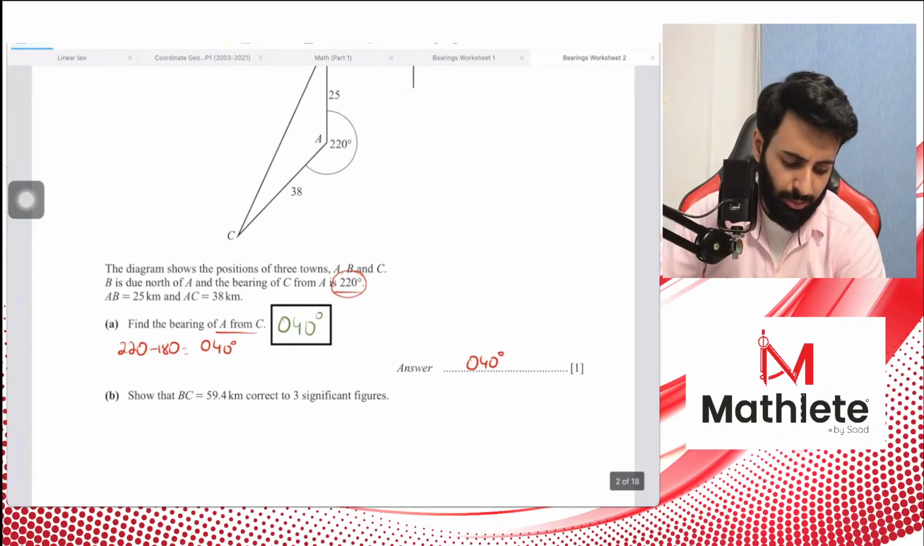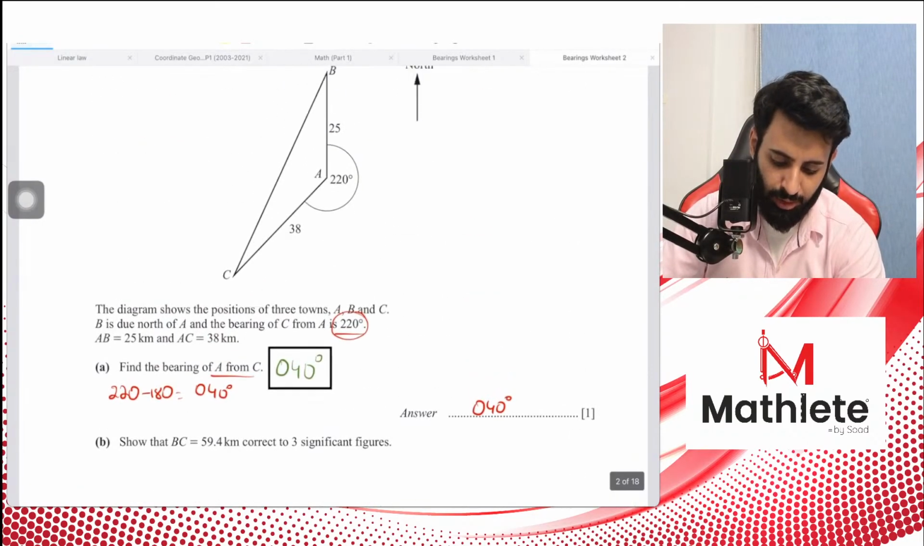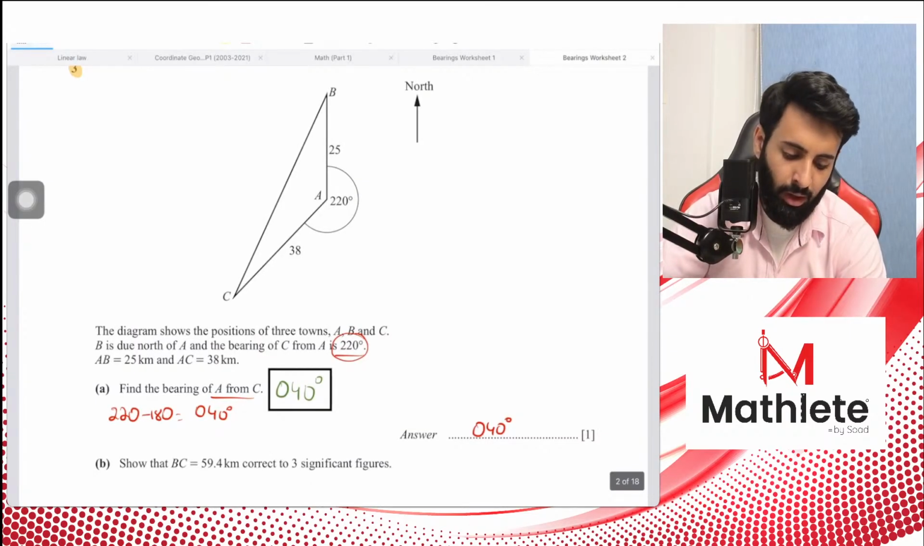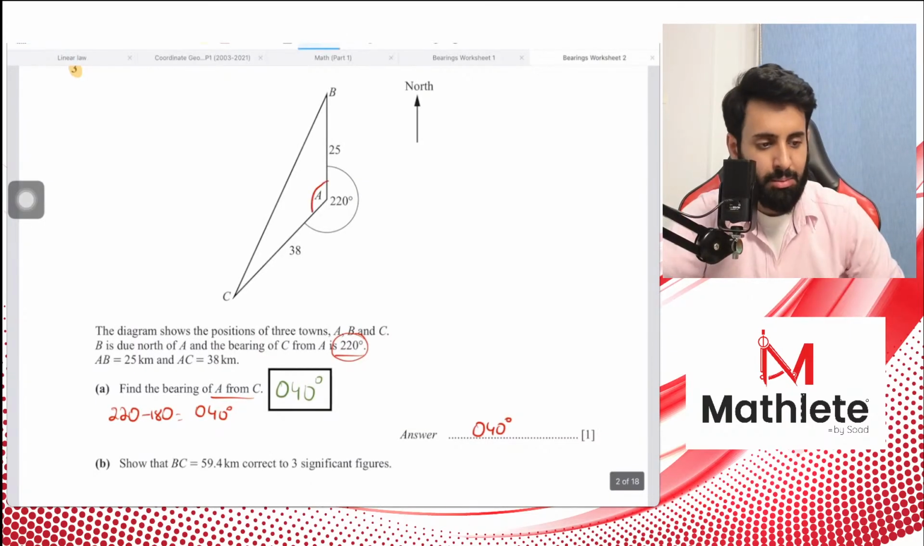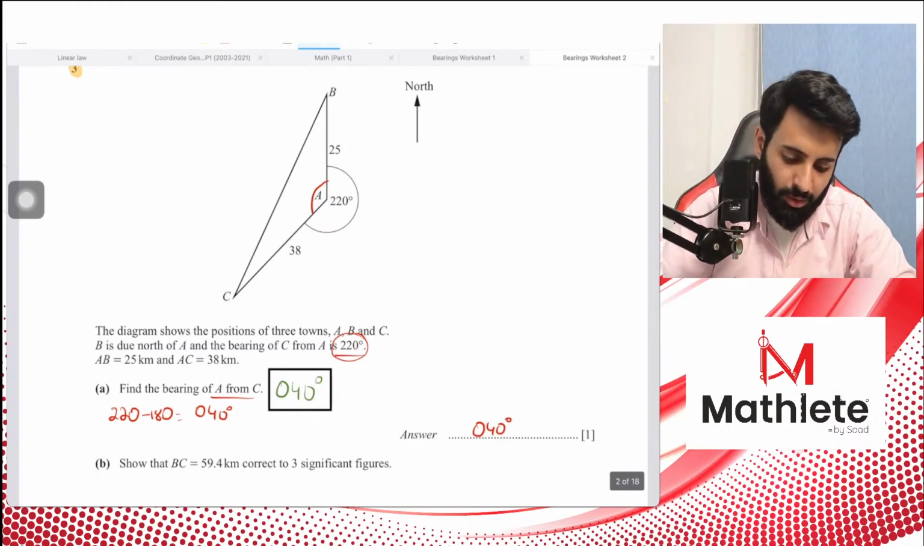So here's part B, and then we'll do part C. Part B says show that BC equals 59.4, correct to 3 significant figures. So we can work out this angle how? By subtracting 220 from 360. So 360 minus 220, what do we get? We get 140 degrees.